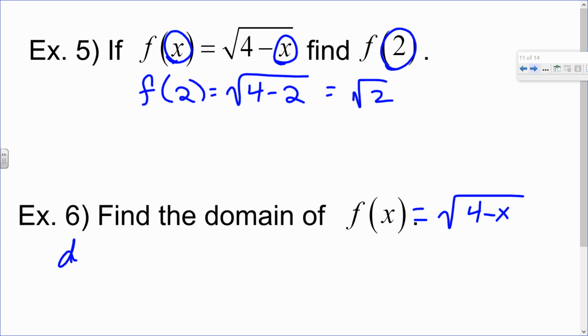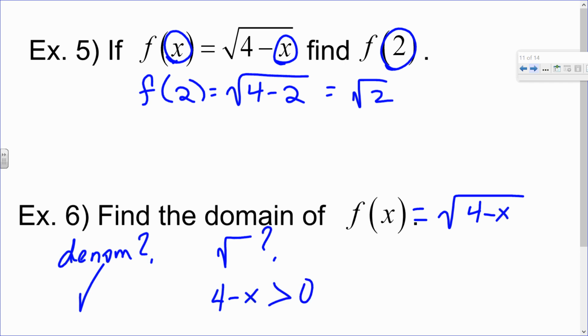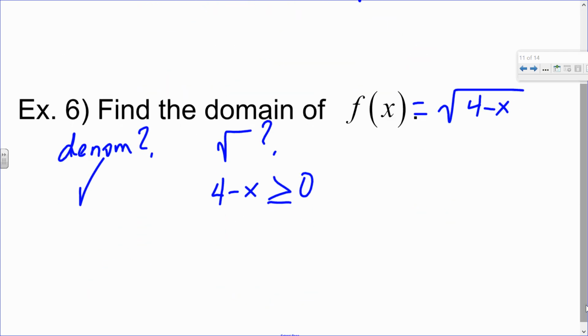Do we have any denominators? So nothing to worry about with denominators. Do we have any square roots? So we write down the inside part, the radicand, which is 4 minus x. What do we worry about with square roots? It can't be negative, which means it has to be positive or 0. Now we're going to do the algebra.